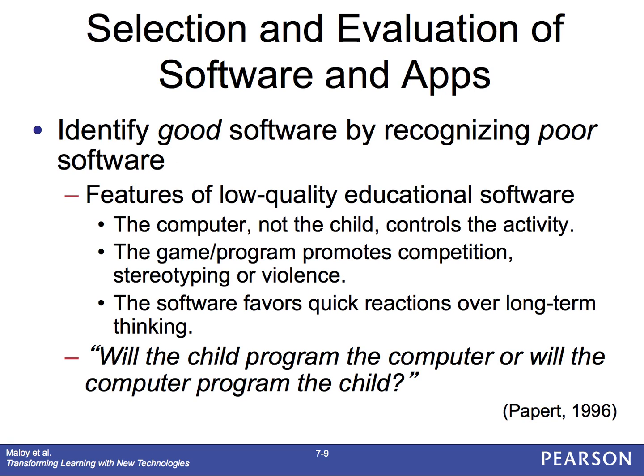In selecting an evaluation of software and apps, you need to ask these questions, and we can identify good software by being able to recognize poor software. And the key three elements here: the computer, not the child, controls the activity. Is the computer doing most of the work? Is the computer doing more of the manipulation than the child is? If that's true, it's probably not good software.